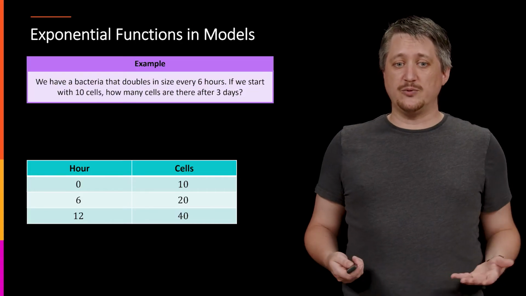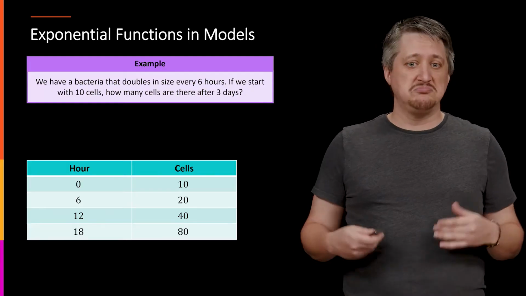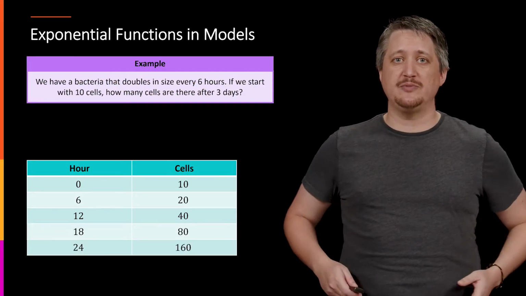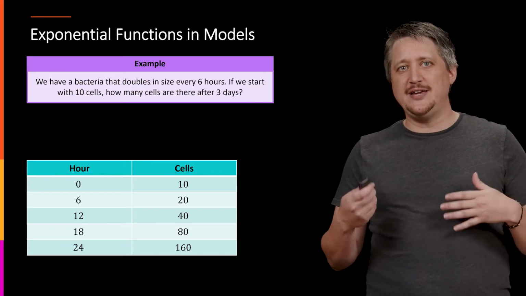And then 6 more hours, 12 hours in, I'm going to have twice as many as that, so I go from 20 to 40. At 18 hours, I'm going to have 80. At 24 hours, I'm going to have 160. So I can start by making this table.